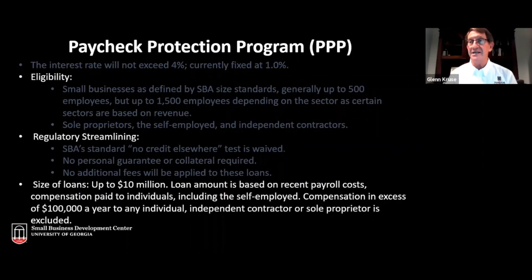The personal guarantee and the collateral, no valuation, no check back on what your own personal wealth is, because you don't have to guarantee it. And by taking these fees out of the process, they've streamlined the process significantly. And the intent is speed, speed, speed.